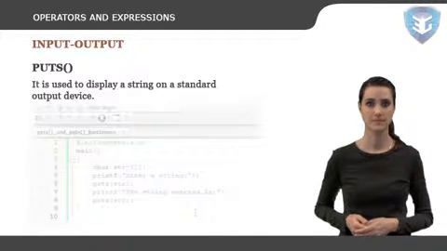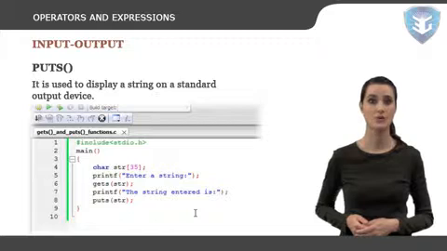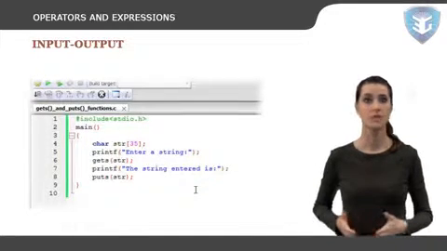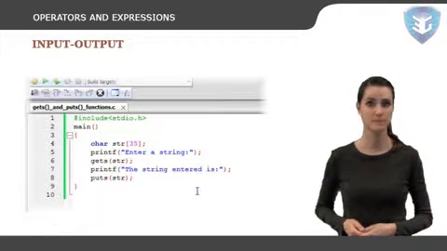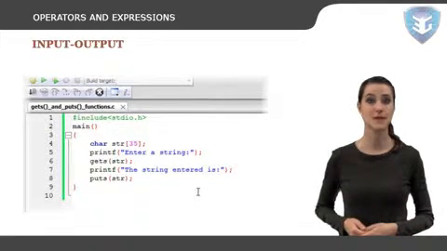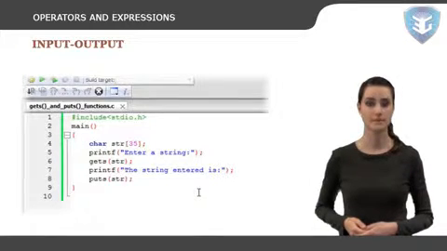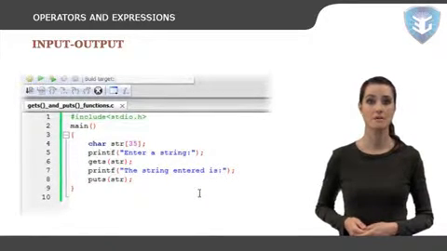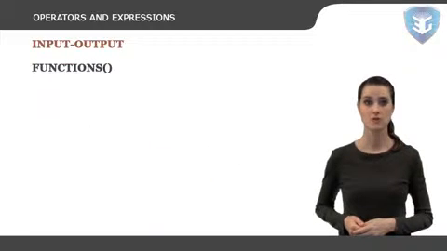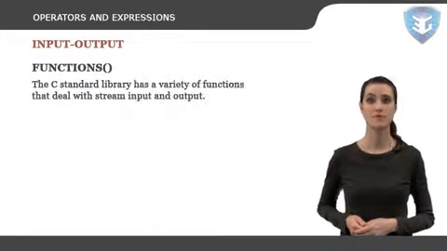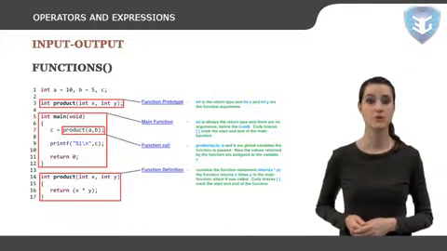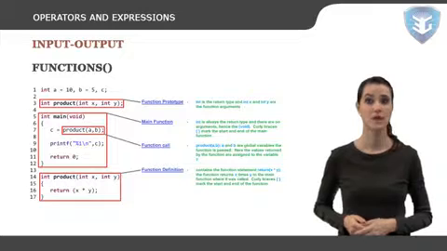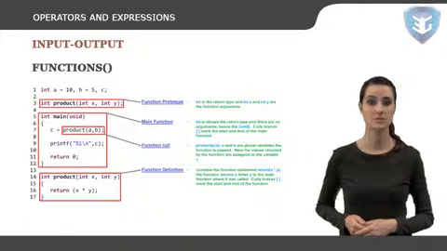Puts function. It is used to display a string on a standard output device. The puts function automatically inserts a newline character at the end of each string it displays, so each subsequent string displayed with puts is on its own line. Puts returns non-negative on success. Functions. The C standard library has a variety of functions that deal with stream input and output. Most of these functions come in two varieties, one that always uses one of the standard streams and one that requires the programmer to specify the stream.